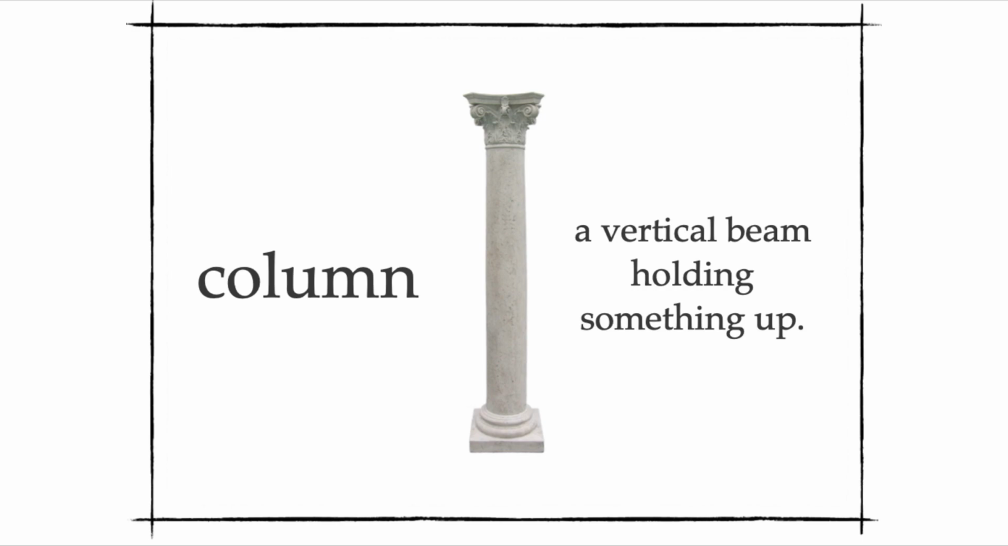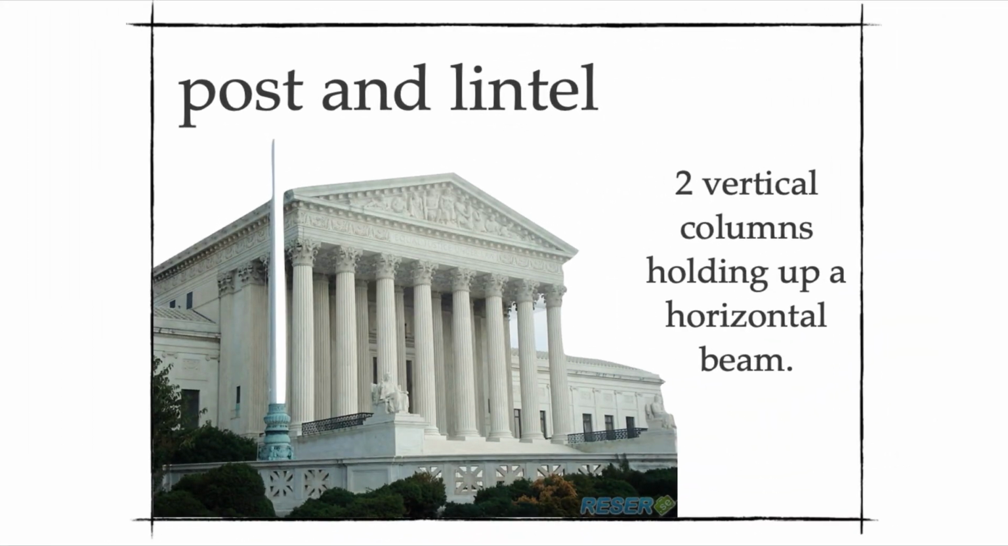The first structure is a column. It's just a vertical beam holding something up. The next structure is called a post and lintel. It's just two vertical columns holding up a horizontal beam.